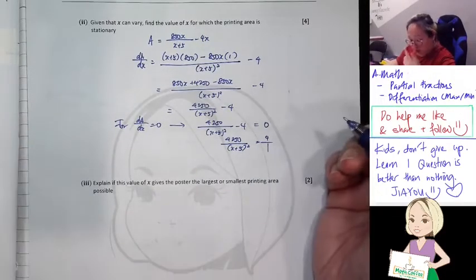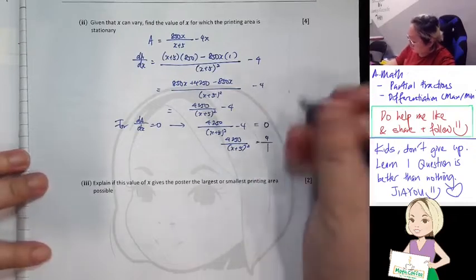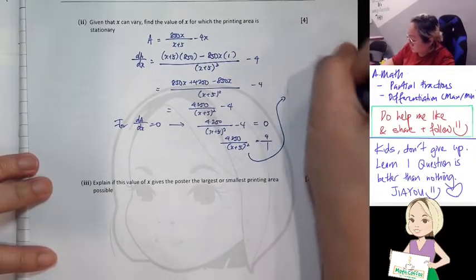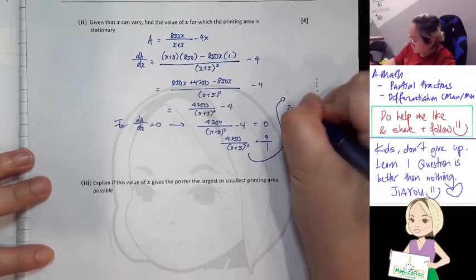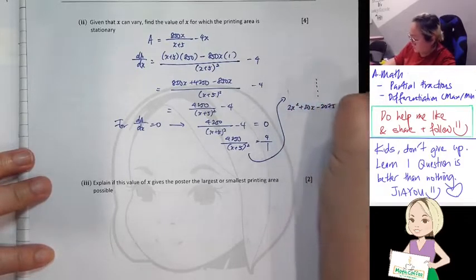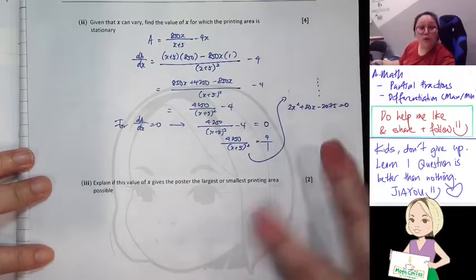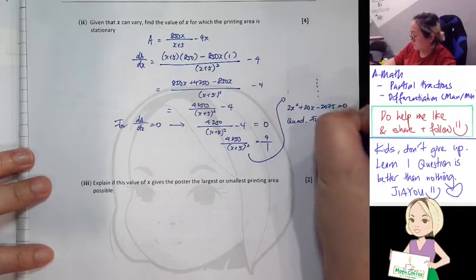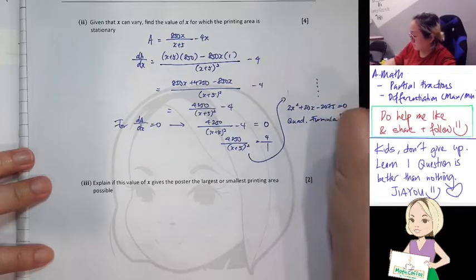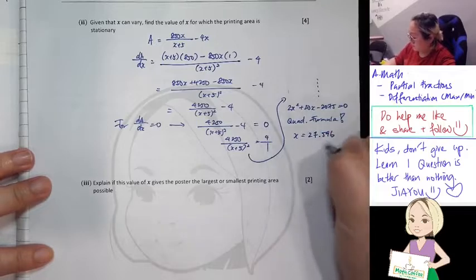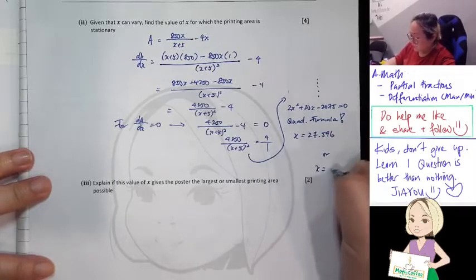I will skip the solving part. This one should be easy for you all by now. I will end up having the equation 2x squared plus 20x minus 2075 equals 0. So this one you have to use the quadratic formula. So you will get x equals 27.596 or x equals minus 37.596.